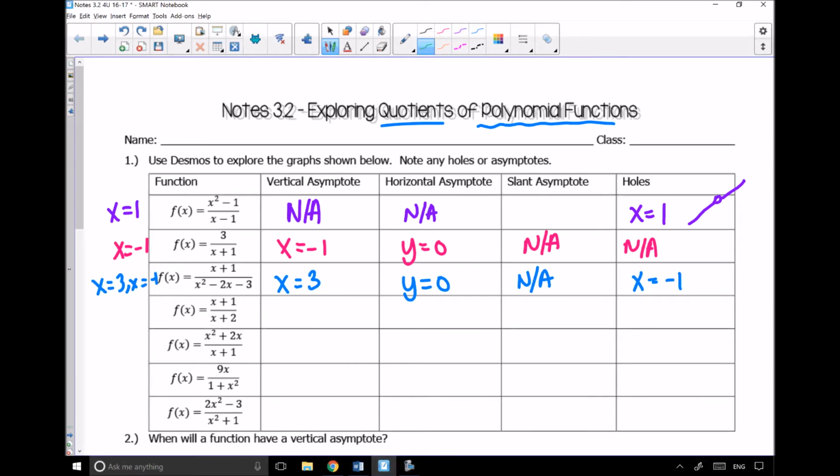All right, so in the next example, we have f of x is equal to x plus 1 over x plus 2. And it's already been factored, so we can look and see if there are any common factors that we can simplify, and we don't see any.